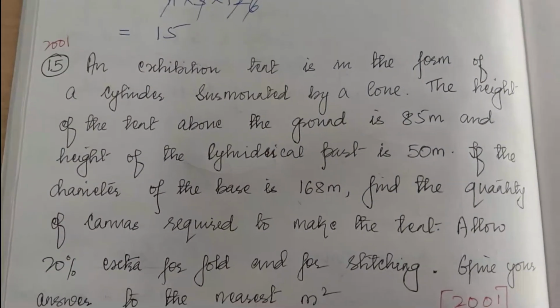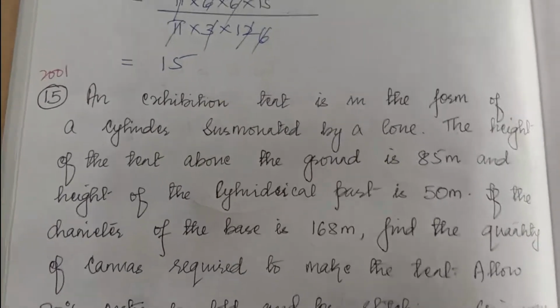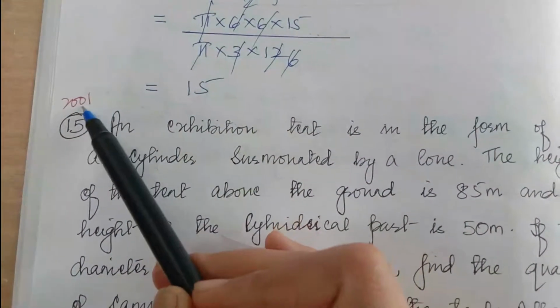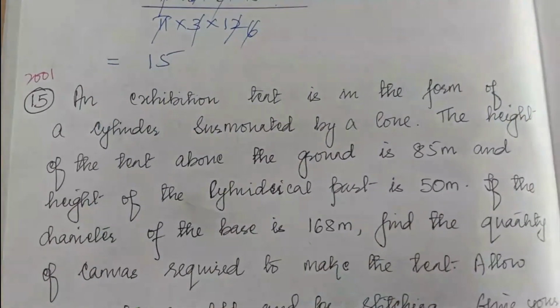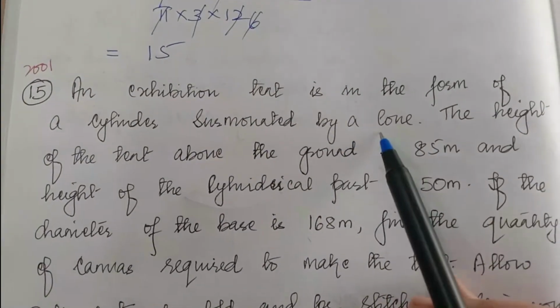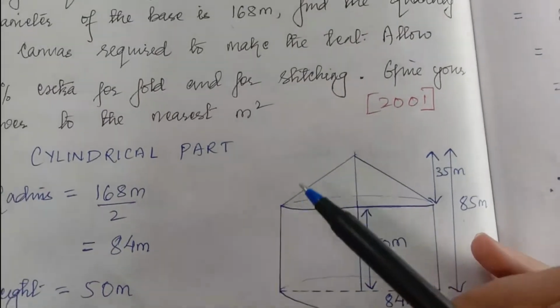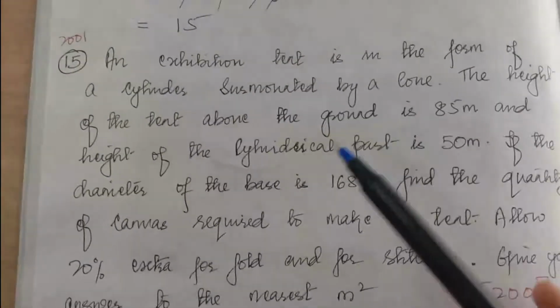Now next is question number 15. We will do only questions of cylinder and cone, so we will do question number 15 directly. This is an ICSE 2001 question. An exhibition tent is in the form of a cylinder surmounted by a cone. So this is the shape. Down it is in the shape of a cylinder and up it is a cone.